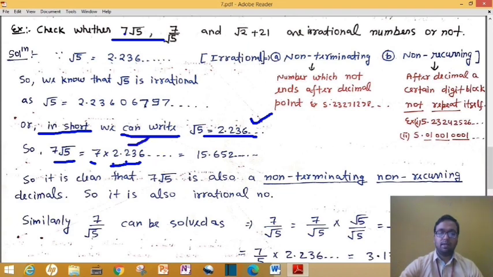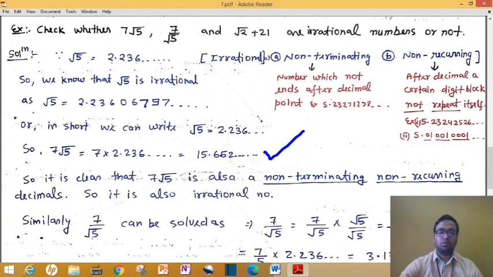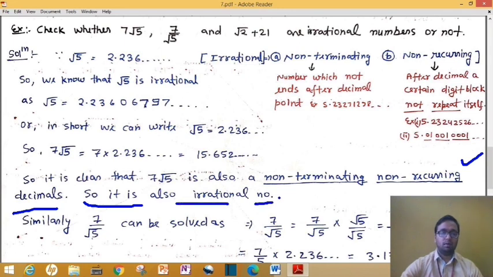So 7 multiplied by this number, you will get 15.652. And this number will also be non-terminating, because initially root 5 was also not terminating, so your answer will also be non-terminating. So this number is also irrational because no pattern is repeating itself. It is clear that 7 root 5 is also a non-terminating, non-recurring decimal, so it is also called an irrational number.